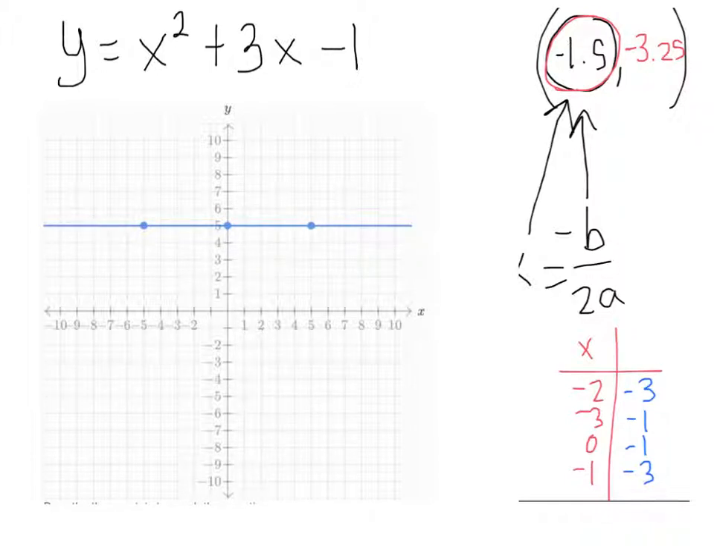So let's graph them. Negative 1.5, negative 3.25 is like right here. Would you agree? Okay, and then negative 2, negative 3 is right there. And negative 3, negative 1 is there. And 0, negative 1 is there. And 1, negative 3 is like right there. Okay, so now all I have to do is kind of connect them. My graph should look like a what? A parabola, a U shape, right? Don't draw a V, okay? So now you can see right there I've got my parabola, right? I'm done.